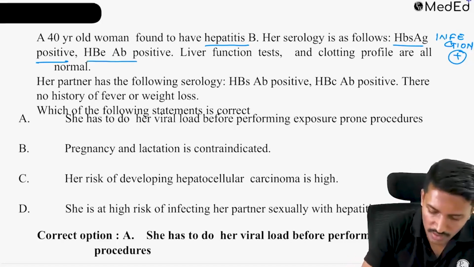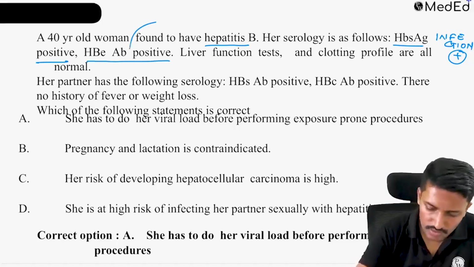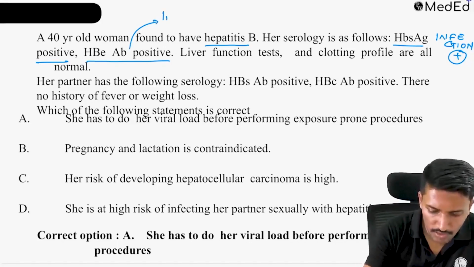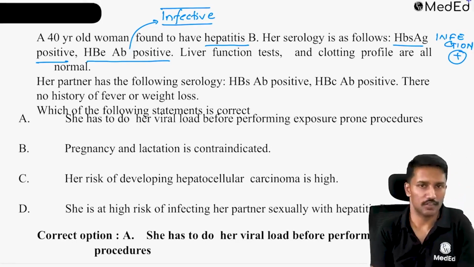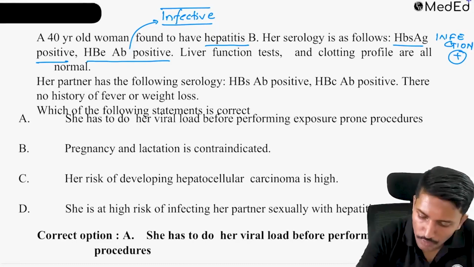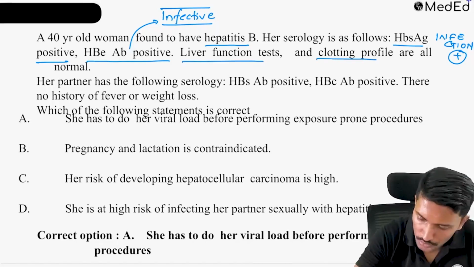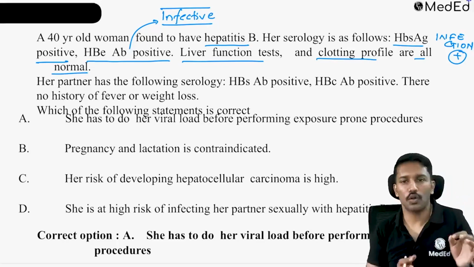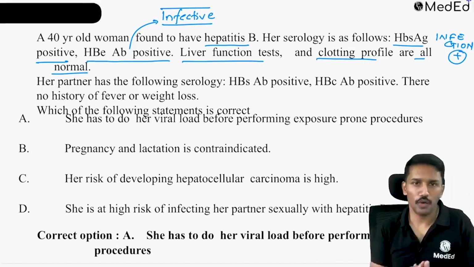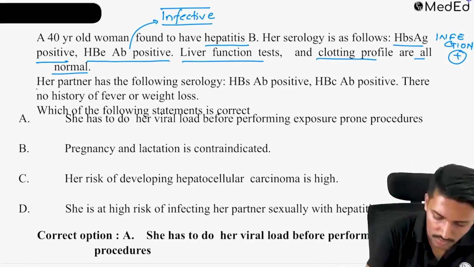Now her HBeAg is also positive. Now what does that mean? She is not only infected, she has a highly active infection, and thus she is highly infective to someone else. Okay. As of now, her liver function tests, coagulation cascade and all are normal. So this infection has not caused any major damage to the liver as of now. Okay. Now let us look at her partner.